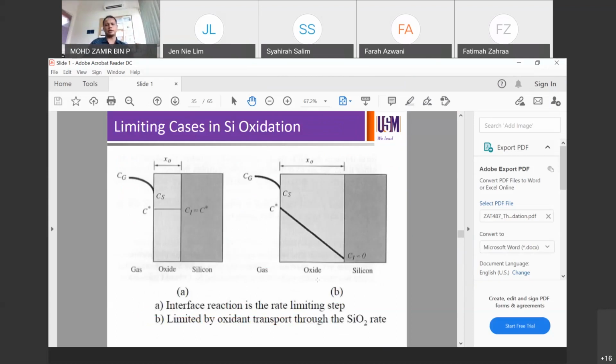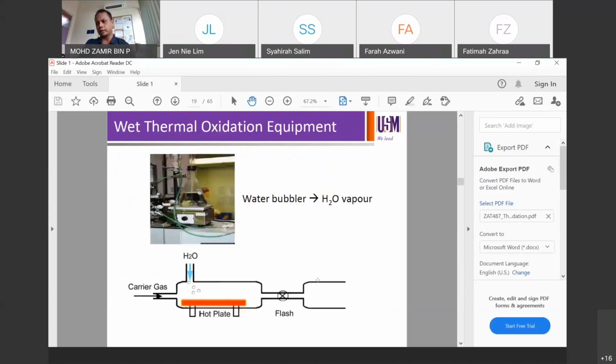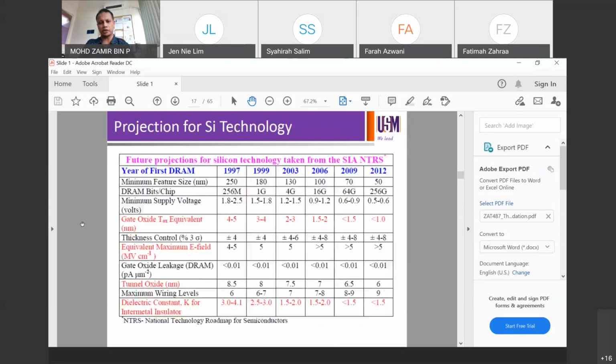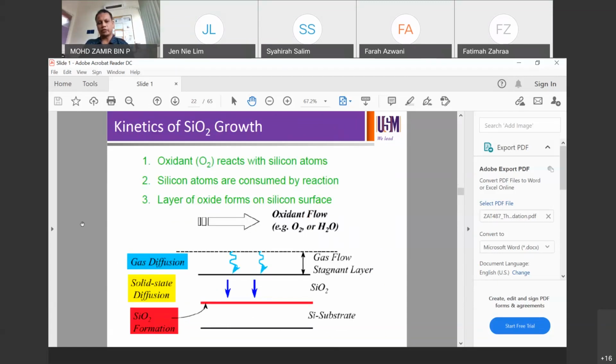So the essence for today is we learned about the Deal-Grove model, which consists of 3 steps. You can revisit this page. What are the 3 main steps? The first one is the oxidant, either water vapor or dry oxygen gas, reacts with the silicon interface where you have no oxide at all. Then the silicon is going to be consumed by the 55%, 45% rule. And then the moment you have your oxide already grown on the surface over time, the reaction will be limited by the diffusivity of the oxidant through the oxide to be able to continue the process.